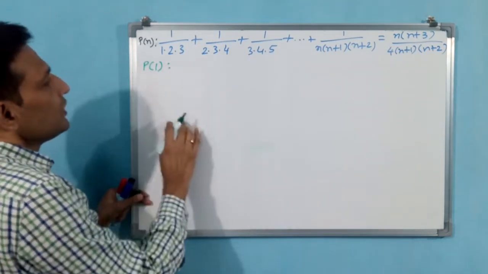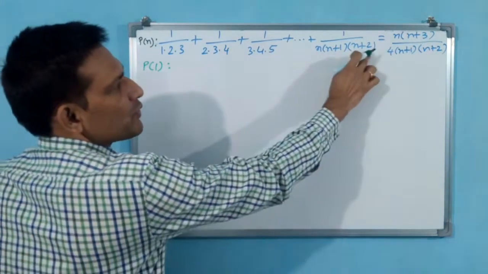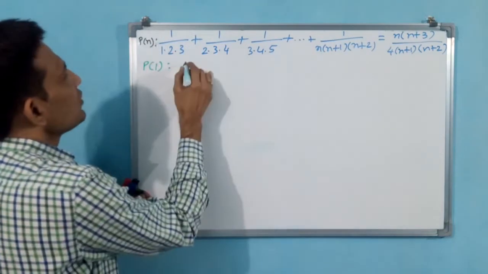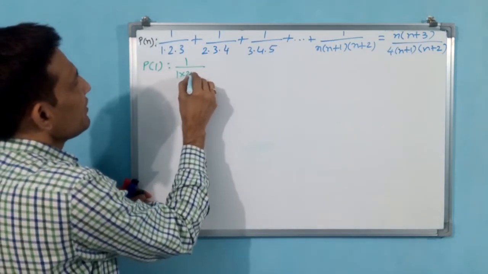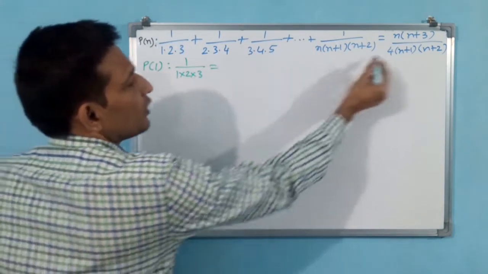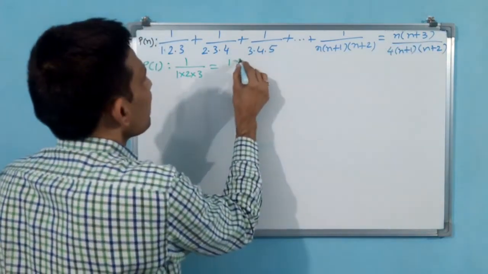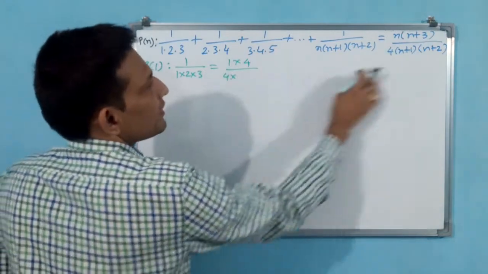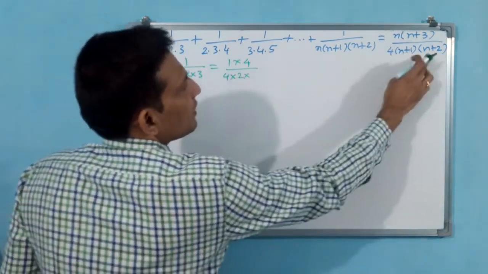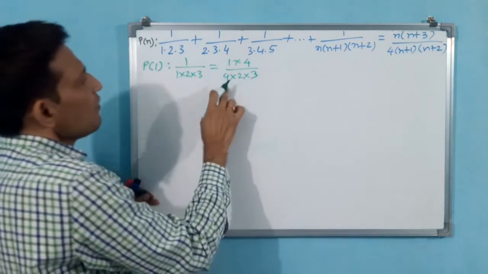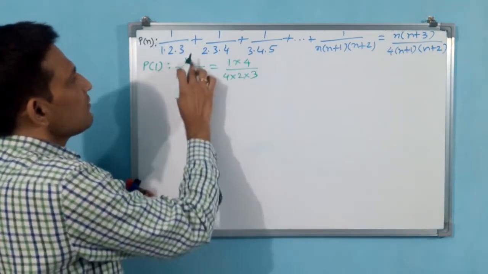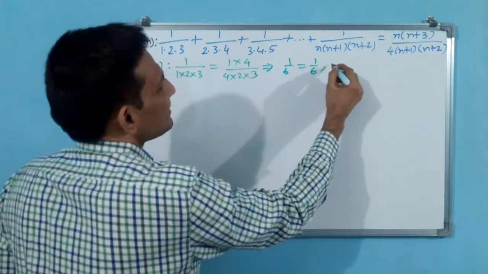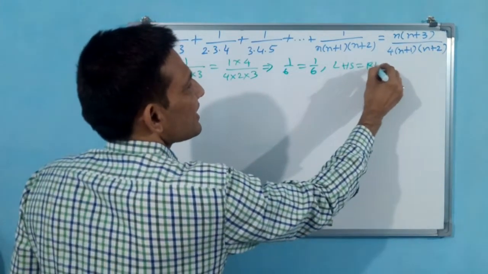P of 1. You see LHS, 1 into 2 into 3. You see 1 plus 1 is 2, 1 plus 2 is 3. First one only will come. 1 into 2 into 3 is equal to, you see, 1 into 4. Why? Because 1 plus 3 is 4. 4 into 1 plus 1 is 2, into 1 plus 2 is 3. You see 4 gets cancelled. 1 by 6, 1 by 6. LHS is equal to RHS.